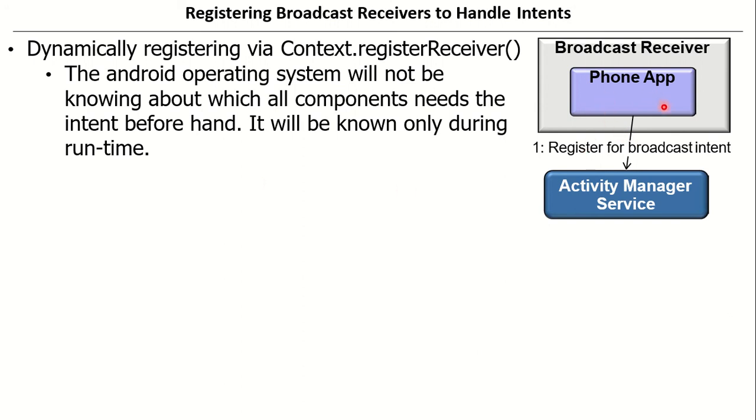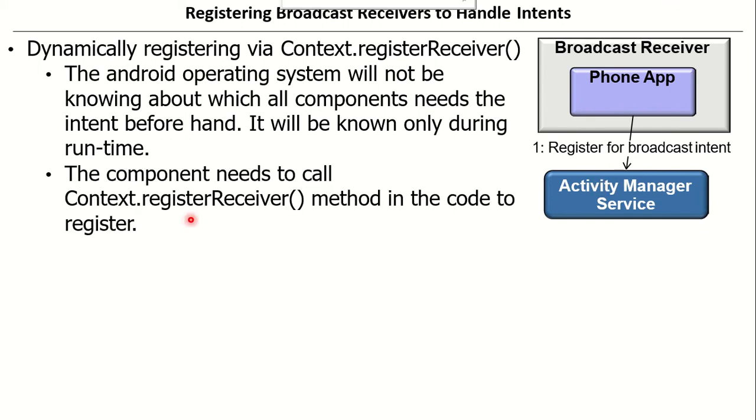The phone application will register for this intent when the application is running, not beforehand, not like in the Android manifest XML file. The operating system doesn't know whether you have registered the intent before running the application. So this happens only during runtime, and the component which the application needs to know the broadcast of that particular intent.